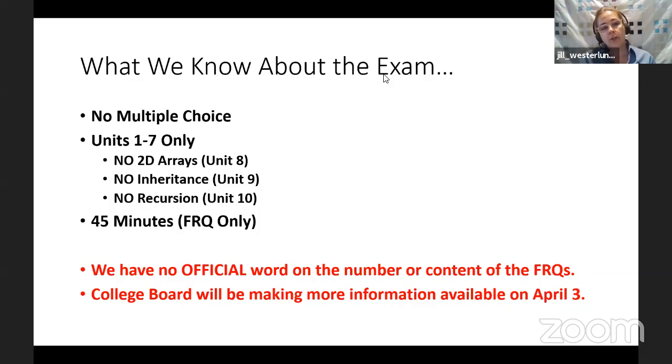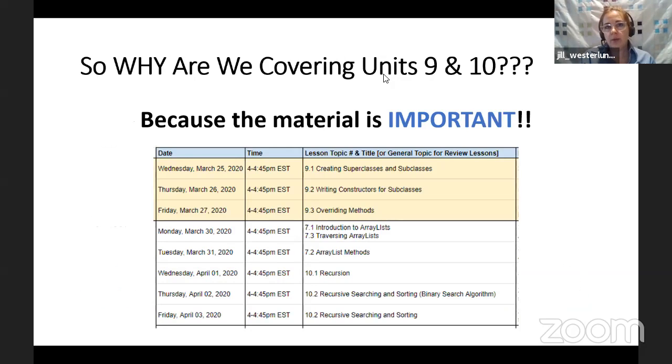The reason that we're starting with Unit 9 and 10 is because the AP program has assured colleges that a student who gets a qualifying score and therefore would get college, CLEP credit for the Computer Science A course has been instructed on certain topics. And those topics include Units 9 and 10. Unit 9 is about inheritance and Unit 10 is recursion. Both are vital topics for a student to understand.